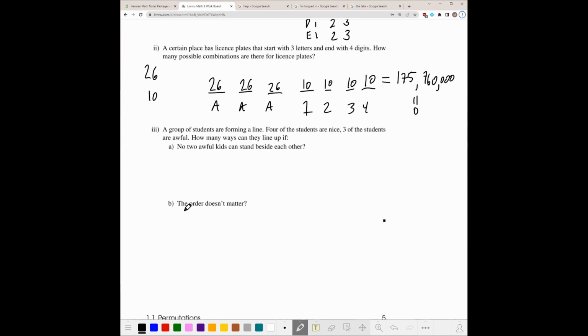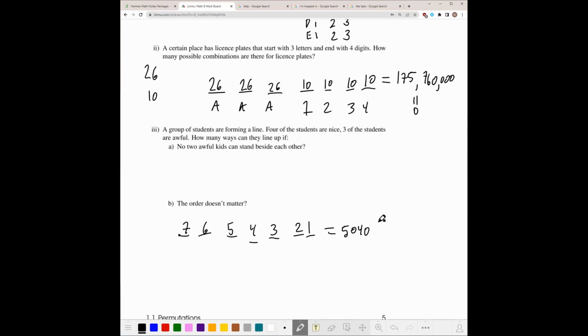Let's go B first. If there's no limitation, the order of the lineup matters, right? But I'm not facilitating a specific order. I've got 7 kids and there's going to be 7 options for first, then 6, 5, 4, 3, 2, 1. And so I can just calculate that. And that gives me 5,040 ways that we could line up. Wow, that's a lot of different ways we could line up.